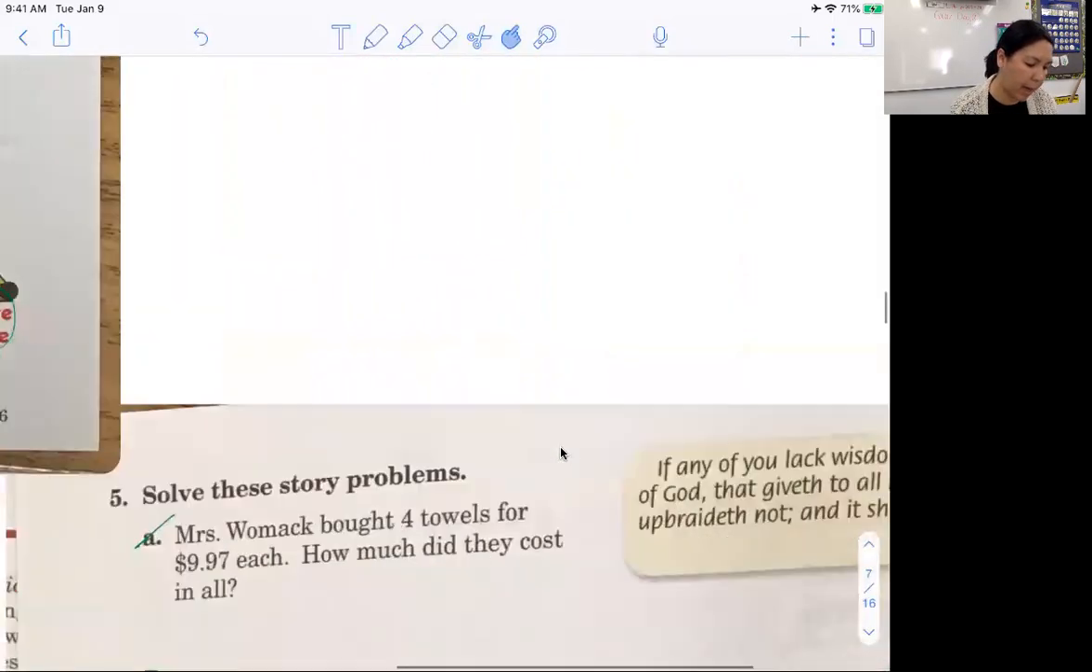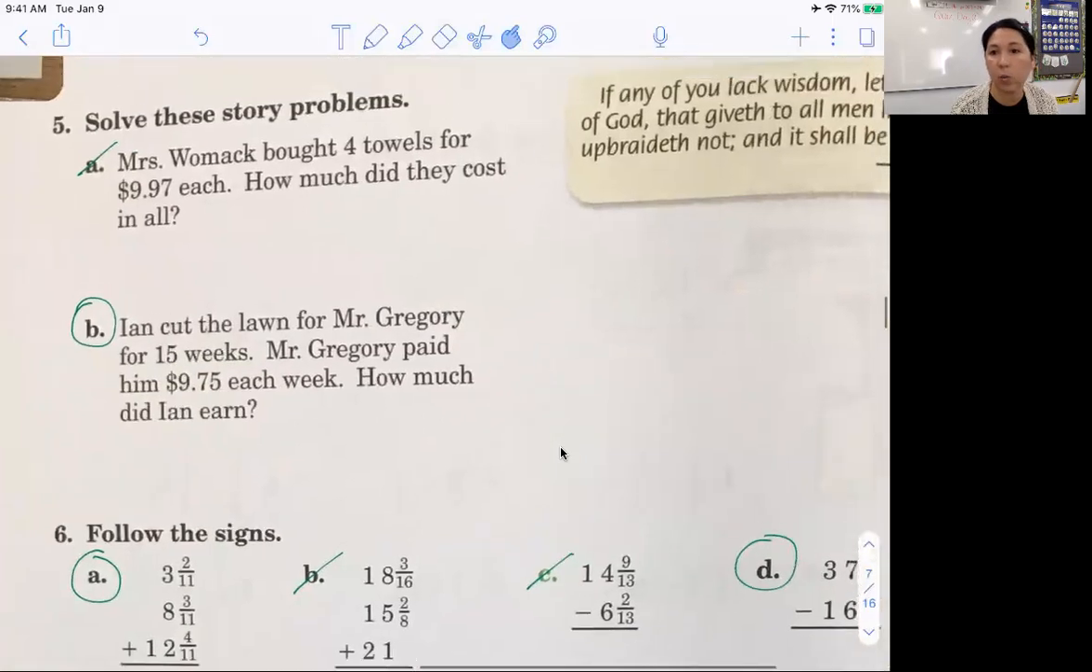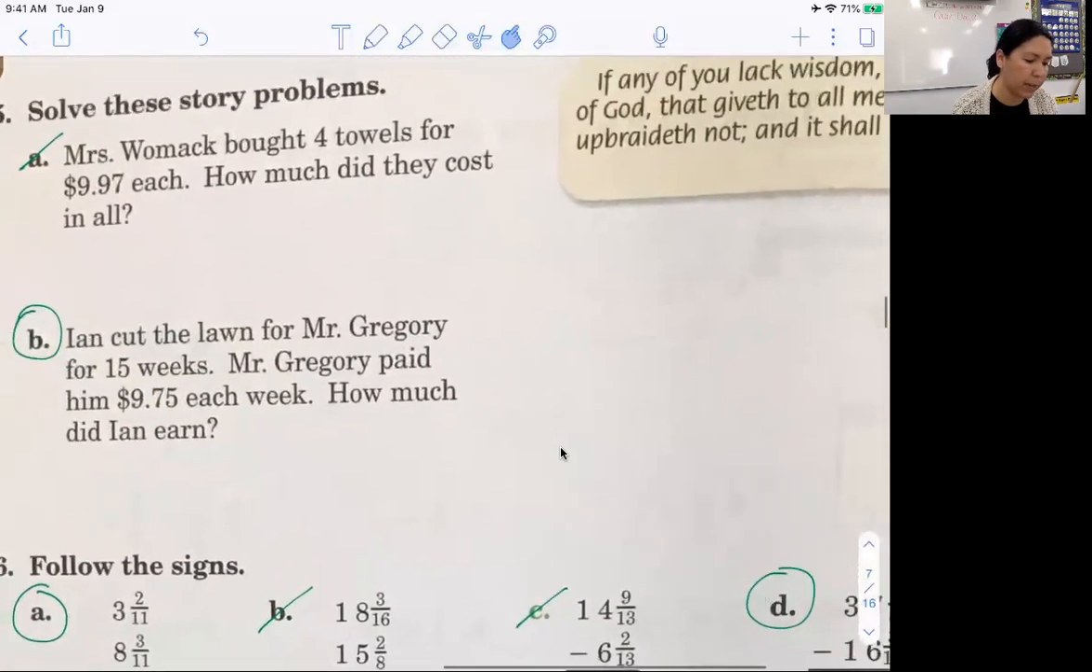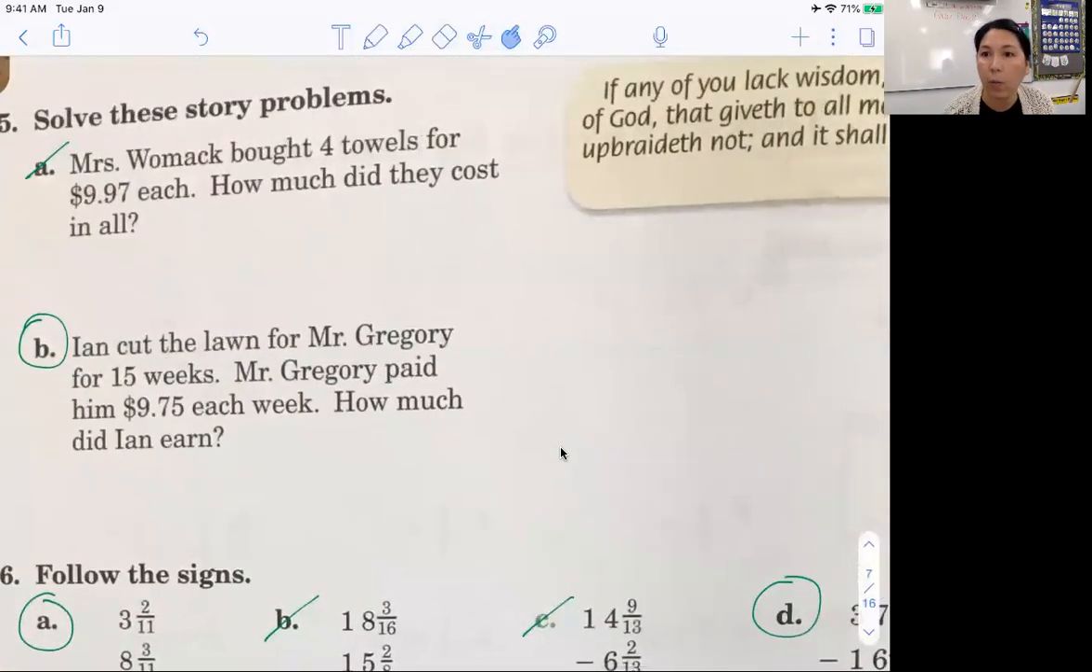Okay, here we go. Let's flip it over to the back, and we're going to do those word problems. So we're going to do the first word problem together, and then you're going to do the second one by yourself. All right, let's look at it. Mrs. Womack bought 4 towels for $9.97 each. How much did they cost in all?